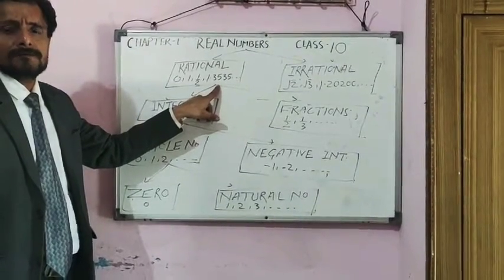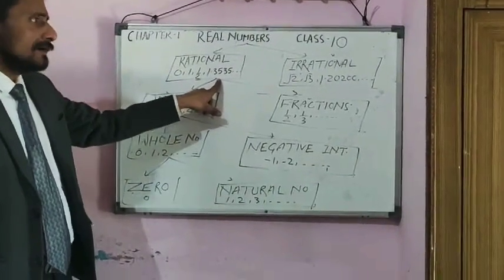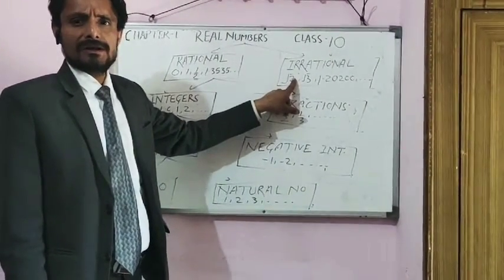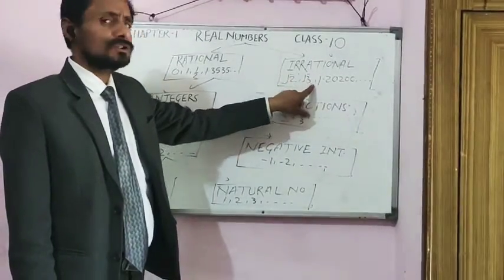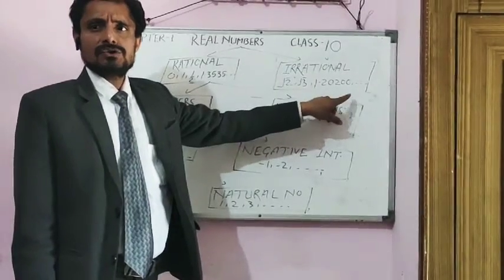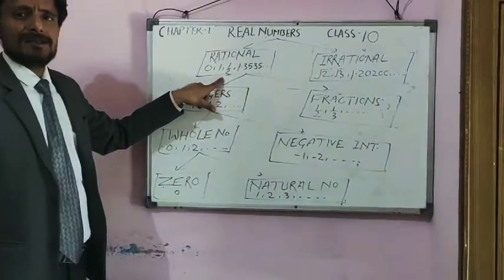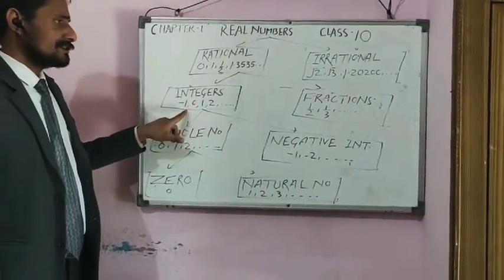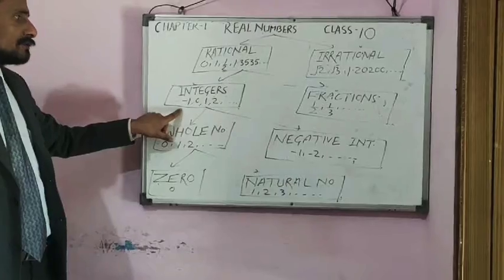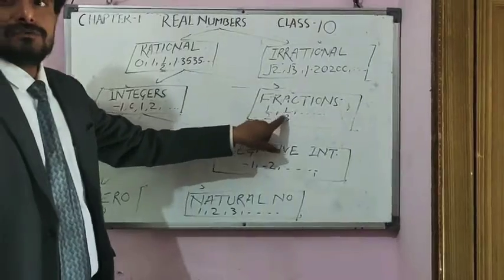And 1.353535 and so on. These numbers are non-terminating but repeating, while the irrational numbers are the numbers which are non-terminating and non-repeating, like root 2, root 3, 1.20200200 and so on. Rational numbers can be classified into two forms: integers and fractions. Integers are like -1, 0, 1, 2, 3 and so on, and fractions are 1 upon 2, 1 upon 3 and so on.